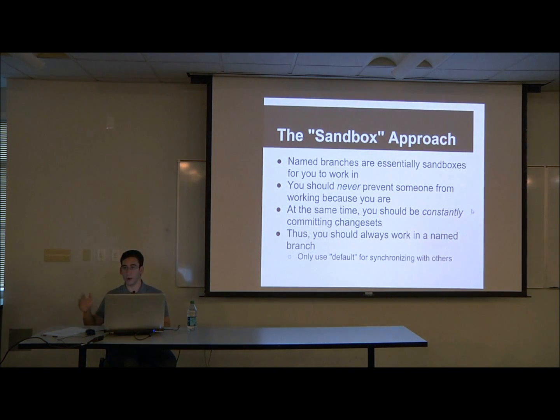But at the same time, you don't want to prevent other people from working. So you have these two conflicting things where you want to be able to commit things that don't work, but you don't want them to affect other people. And so you should always work in a named branch and then only use default for synchronizing. That makes sense, right?